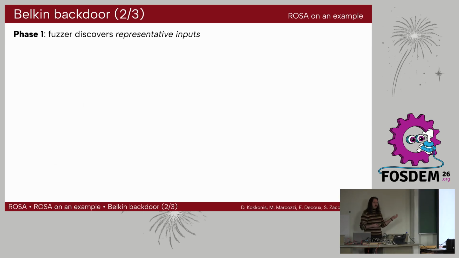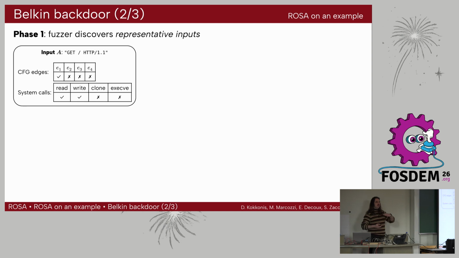So how does ROSA detect this backdoor? Well, ROSA works in 2 phases. There's a first very short phase where ROSA just runs a fuzzer and discovers what we call the representative inputs. Those are the most common inputs to the program. This is an HTTP server, so the fuzzer generates HTTP requests. Let's say it first starts with a GET request at the root of the server. That yields some control flow graph edges in the server program and also emits some system calls. And that is saved in a database.